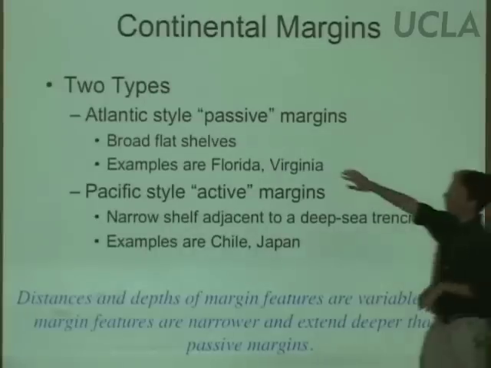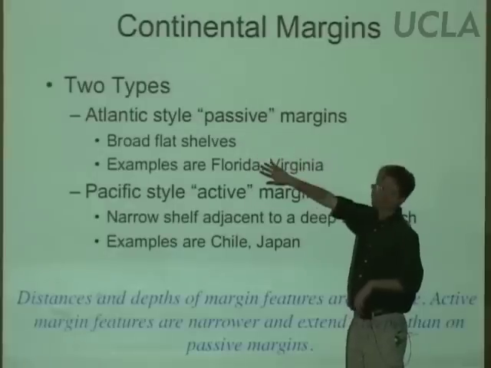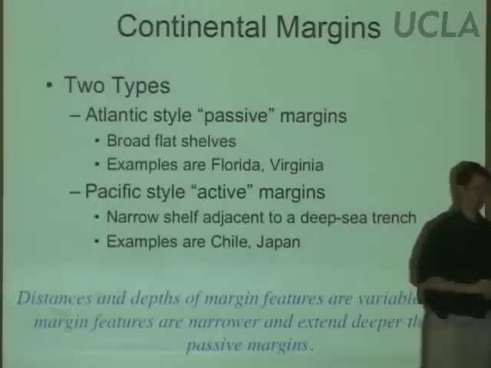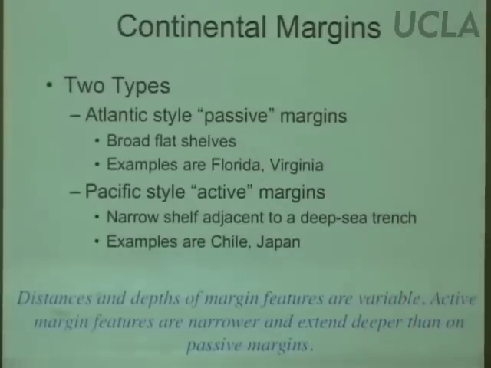Okay? And these are typically broad and flat. I just showed you a picture of a good example, and I'll show you some more pictures. Florida and Virginia, the east coast of the United States, is by and large a passive margin.